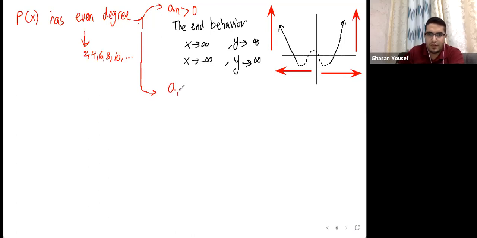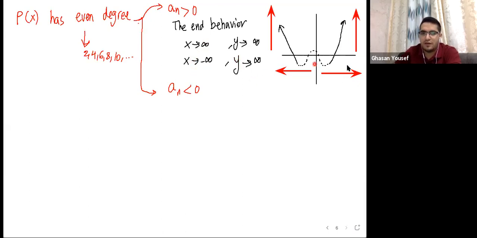Now for a_n less than 0. Here I get the question, which part of x is small? Which part of x? When x becomes large, infinity, this is large. When x goes to infinity, this means when x becomes large. When x goes to minus infinity, this means when x becomes small. This is small, but this is the large. Positive infinity, large.